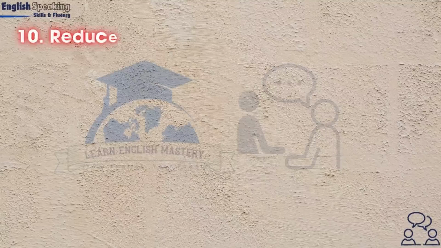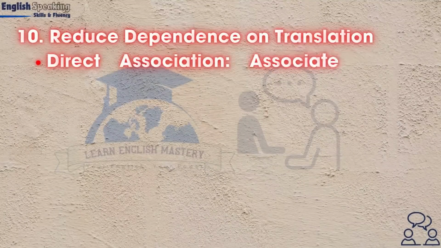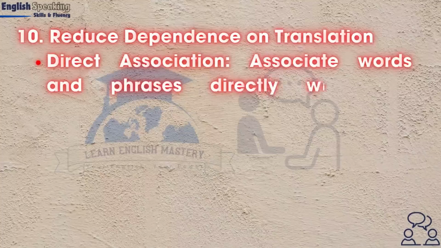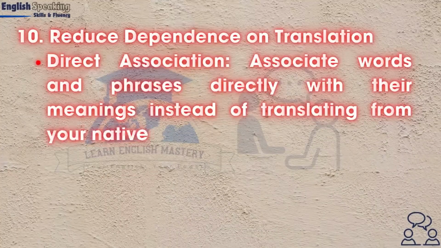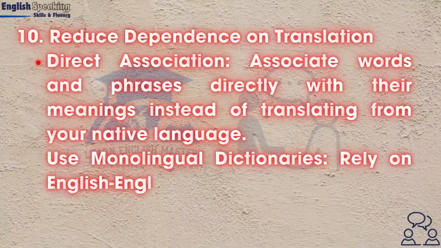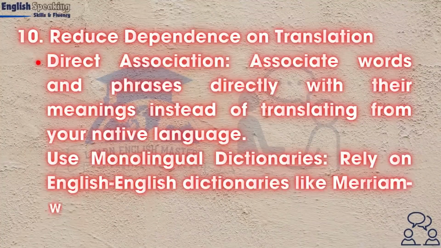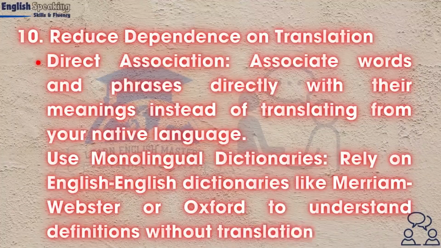10. Reduce dependence on translation, direct association. Associate words and phrases directly with their meanings instead of translating from your native language. Use monolingual dictionaries. Rely on English dictionaries like Merriam-Webster or Oxford to understand definitions without translation.